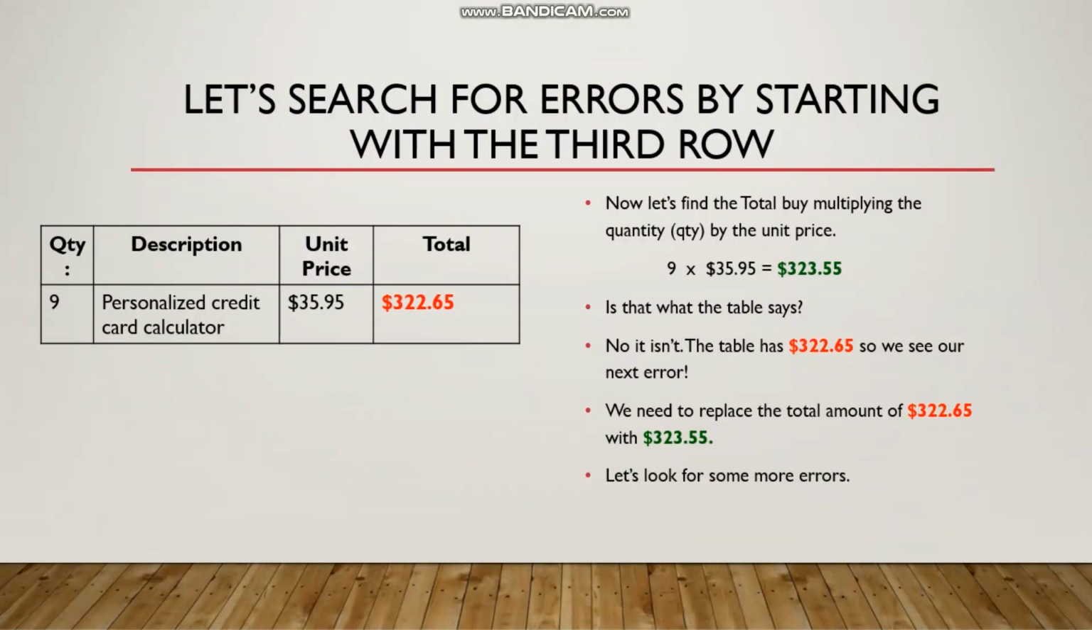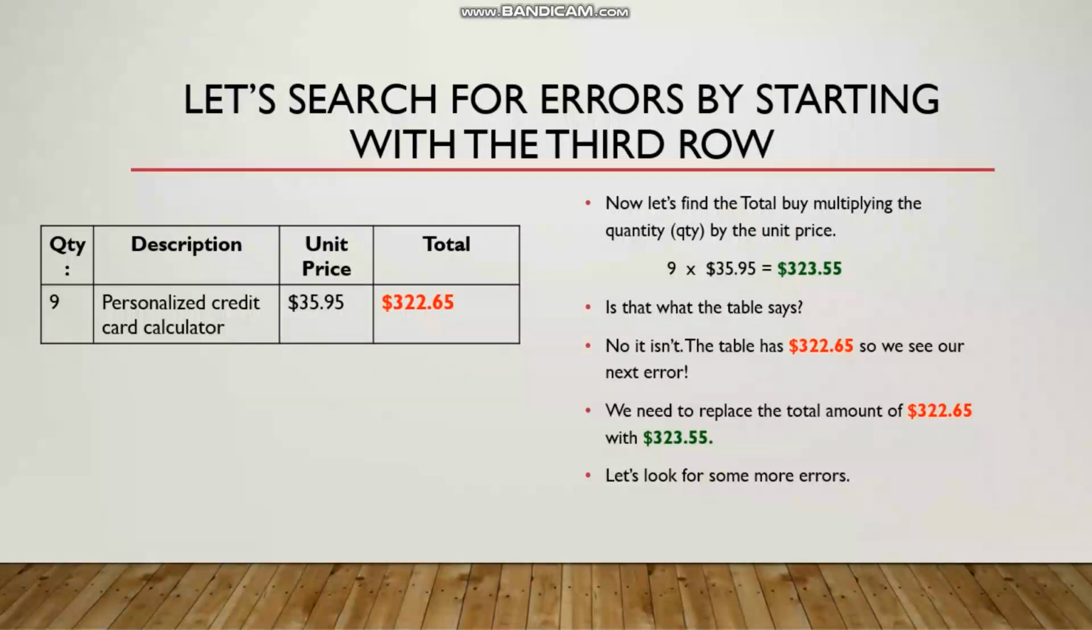Okay, let's search for errors by starting with the third row. So we're going to look at the third row now. We're going to look at personalized credit card calculator. Okay, that's the description. Now there are 9. The quantity is 9. The quantity is the amount. So there are 9 calculators. And the unit price of each calculator is $35.95.